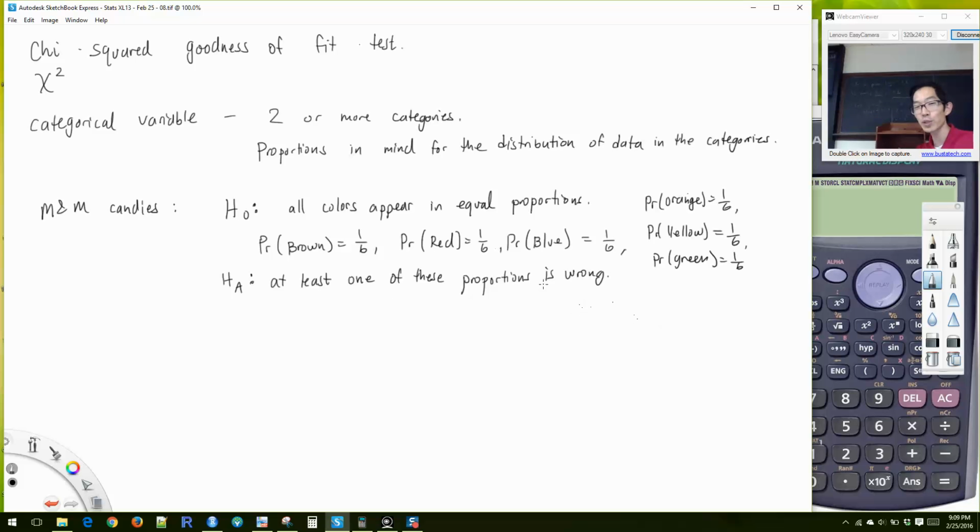Okay, if you have more than two categories, your alternative is always going to be non-directional, because we can't say, like, there's too many orange or something like that. We just say at least one of these proportions is wrong. Okay, so if more than two categories, it's always non-directional.